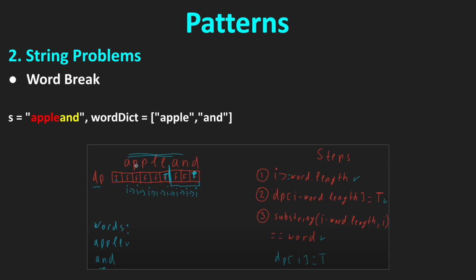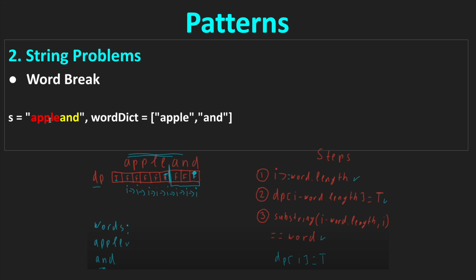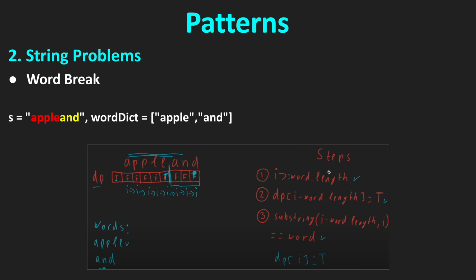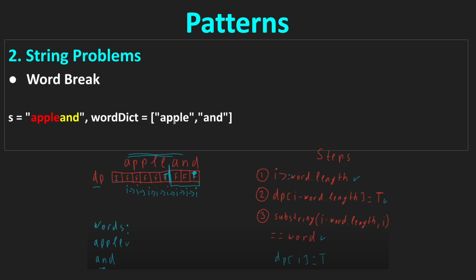So we are creating an array with the size of our string plus 1. At each step, we are solving this problem in 3 steps, right? At the first step, we have an I index. We are moving our I index, and at each index, we are checking that against each word in our dictionary.